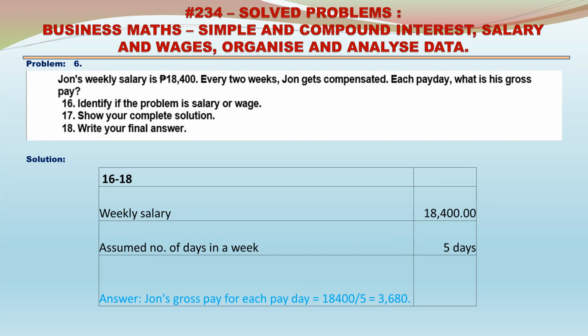Problem 6. John's weekly salary is 18,400. Every 2 weeks John gets compensated. Each payday, what is his gross pay? Identify if the problem is salary or wage. Show your complete solution. Write your final answer. Weekly salary 18,400. Assumed number of days in a week 5 days. Answer. John's gross pay for each payday is 18,400 by 5, 3,680. It is paid bi-weekly, so it is a salary, not wages.